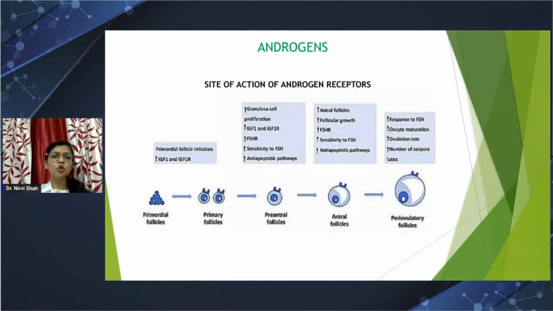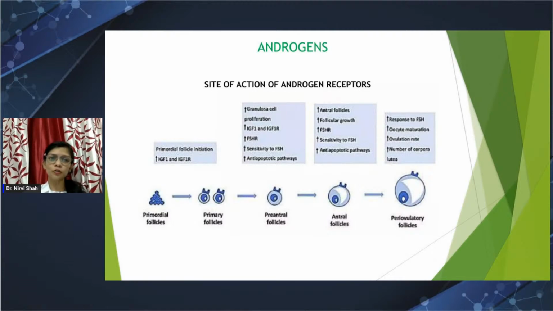Next is the androgens. The two most important androgens are DHEA and testosterone. So androgen acts at all the levels of the follicles, at the primordial level, at primary, preantral, antral, and preovulatory. What it does is increases granulosa cells, increases IGF-1, it increases the FSHR receptors. So eventually it increases the sensitivity to FSH. So the dosage of gonadotropin required is less. It also helps in increasing the oocyte maturation, helps in ovulation also.